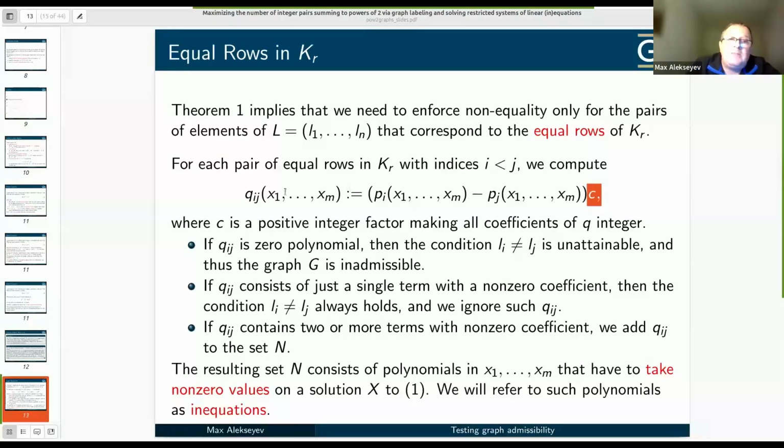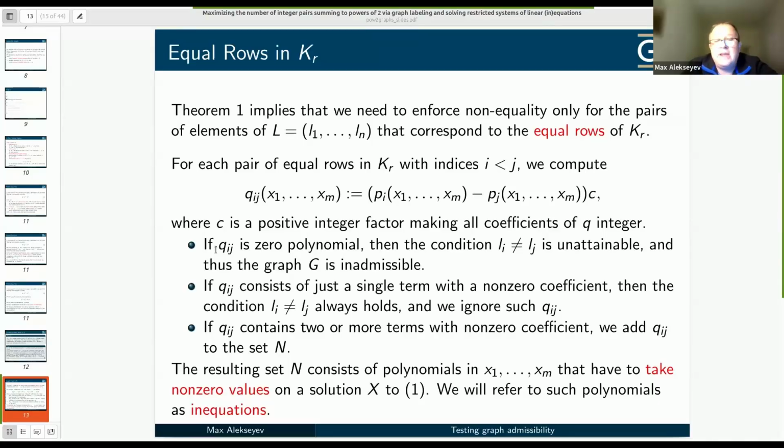So this resulting polynomial, which I denote Q sub ij, is a homogeneous linear polynomial with integer coefficients. So let's consider some cases that may be possible. If Q sub ij is the zero polynomial, then it means that we can never have L sub i not equal to L sub j. And it means that our problem is not solvable, and it means that G is inadmissible. So if all of a sudden we get Q sub ij equal to 0, it means that we can immediately return the answer no, G is not admissible.